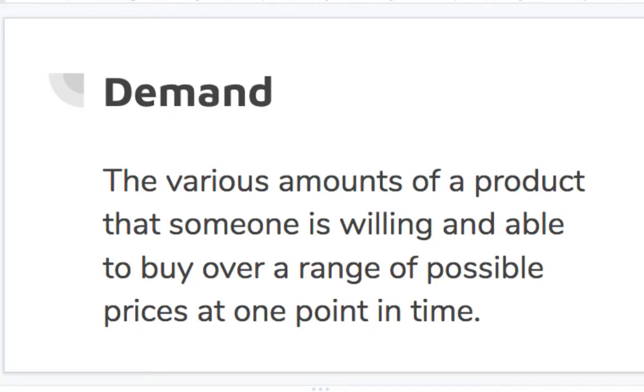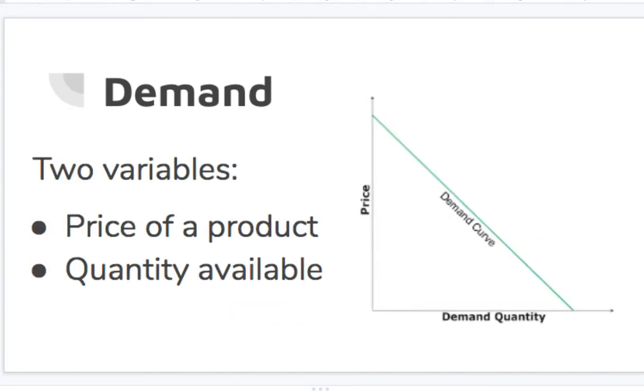So demand is the various amounts of products that someone is willing and able to buy over a range of possible prices at one point in time. There are two different variables whenever you're dealing with demand. One side is the price, and on the bottom is the demand quantity available. All right. So we know we have limitations because they're scarce resources. So there is a demand quantity that we're able to buy based off of the price.